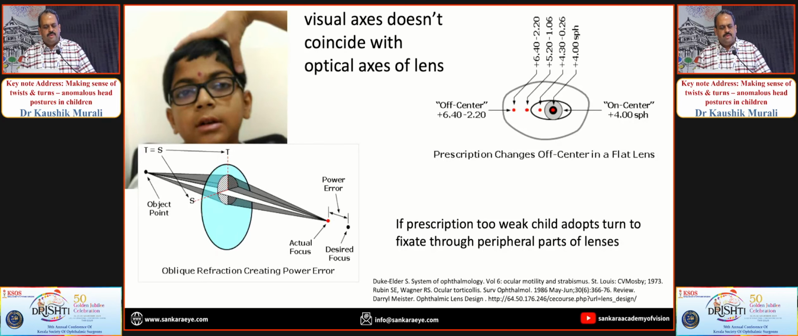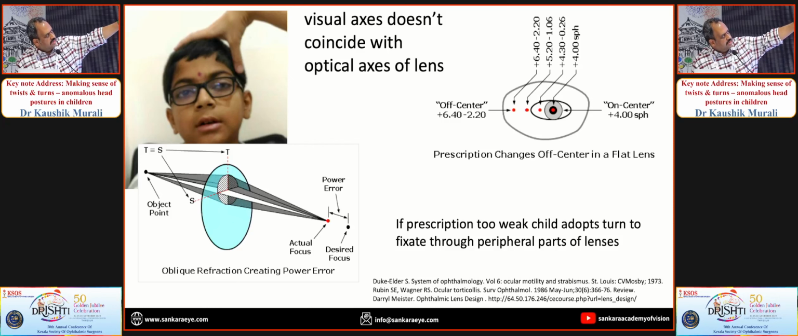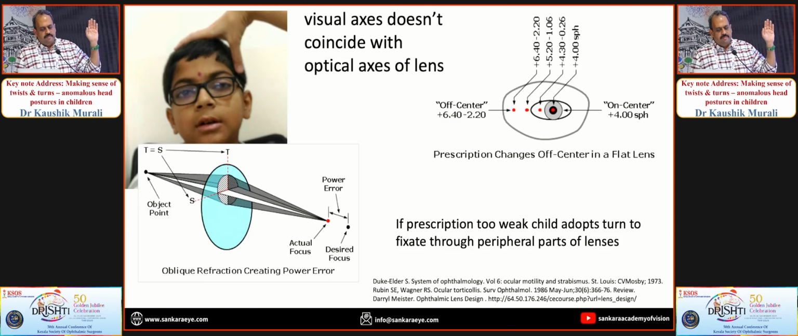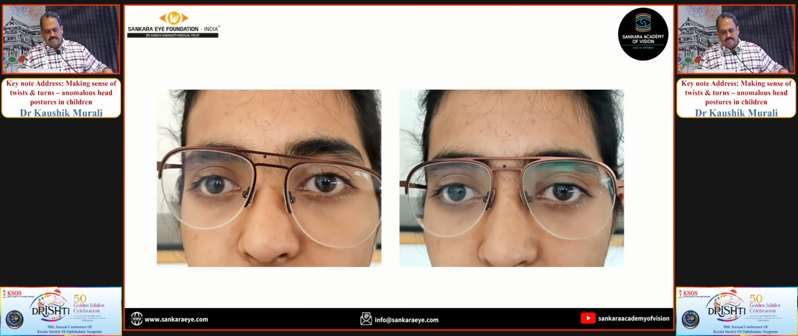So whenever the visual axis does not coincide with the optical axis, if the prescription is very weak, the child will turn their head to fixate through the peripheral part of the lens. Because look at that schematic on top. The minute it goes a little bit off center, pretty much for every few millimeters, it adds in a lot of plus there. So the child will struggle to see, even if a plus lens is offset, because it then induces a prismatic effect. So that becomes very important for the child to be able to focus very clearly.